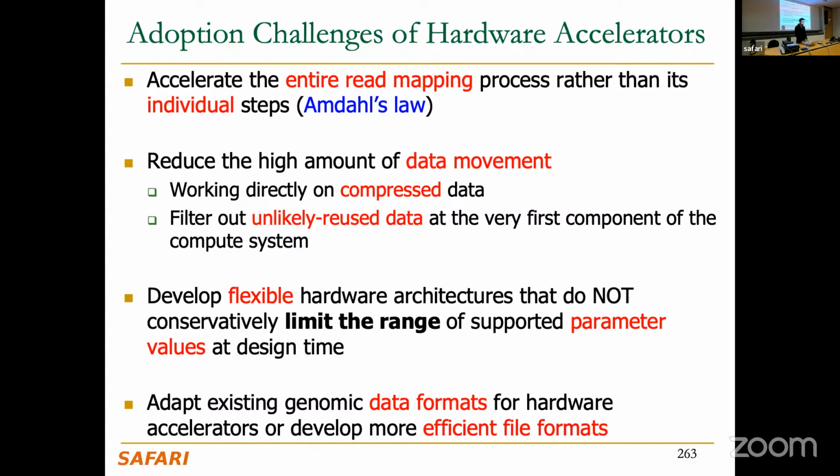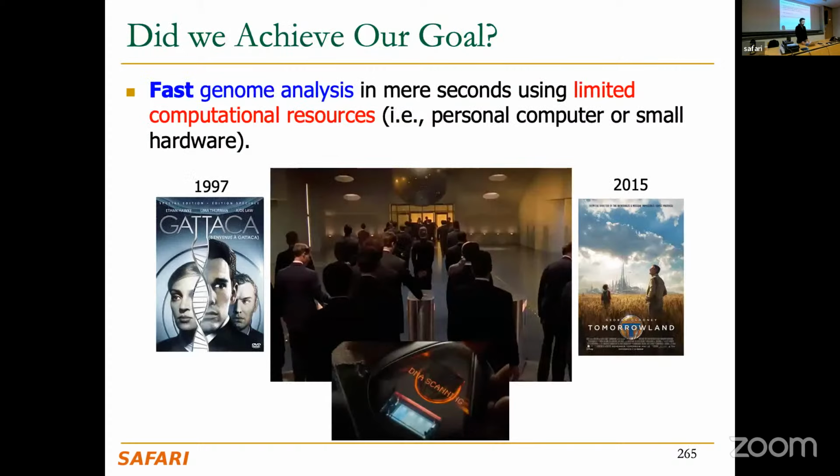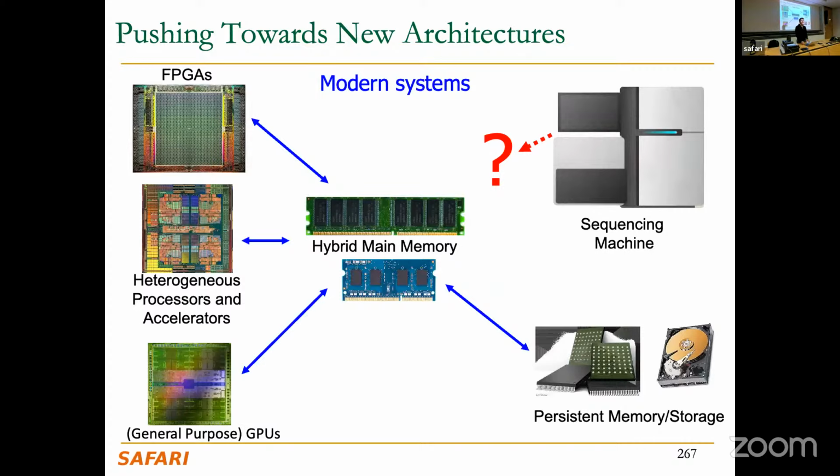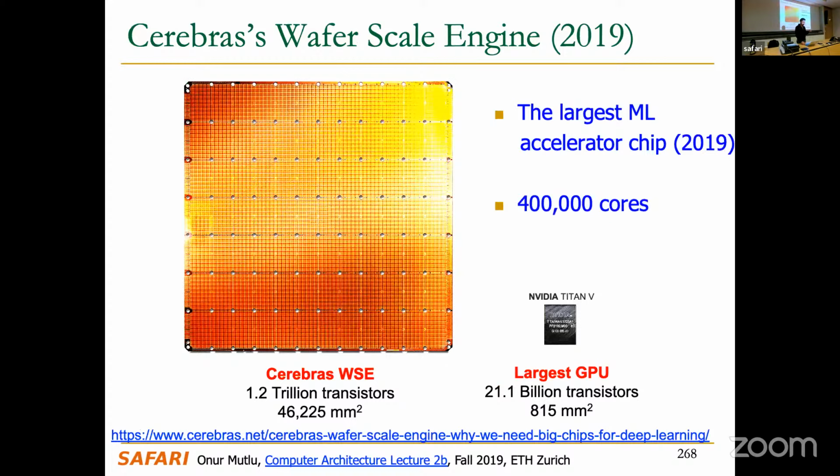So I'm going to skip these relatively quickly, but the question is, did we achieve our goal to perform fast genome analysis within mere seconds? I would say we're getting there, but we're not there yet. Things are improving. So we should keep working on co-designing intelligent architectures and algorithms so that we can accelerate the steps, because now we're also seeing new technologies.